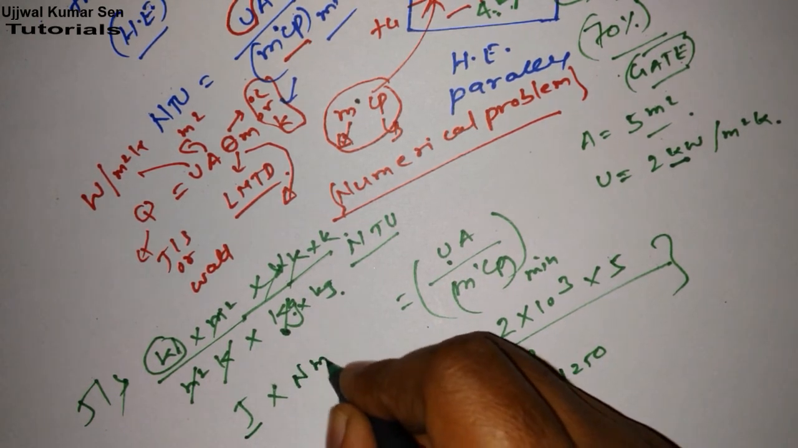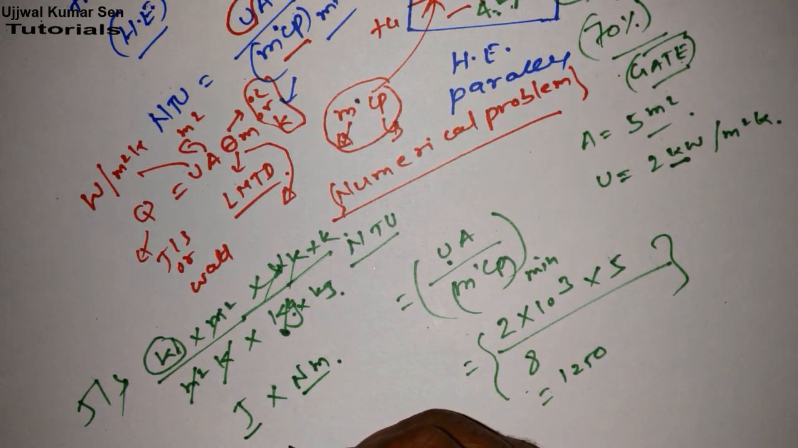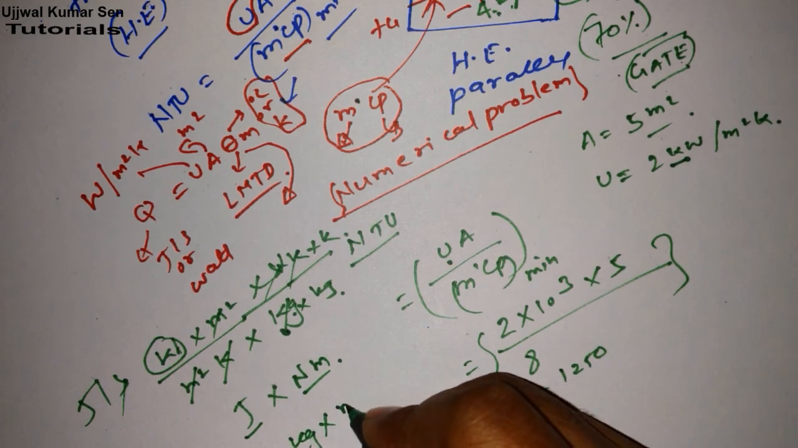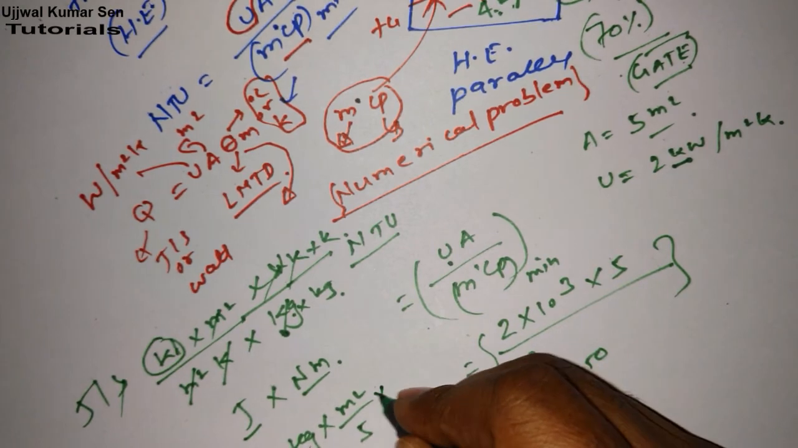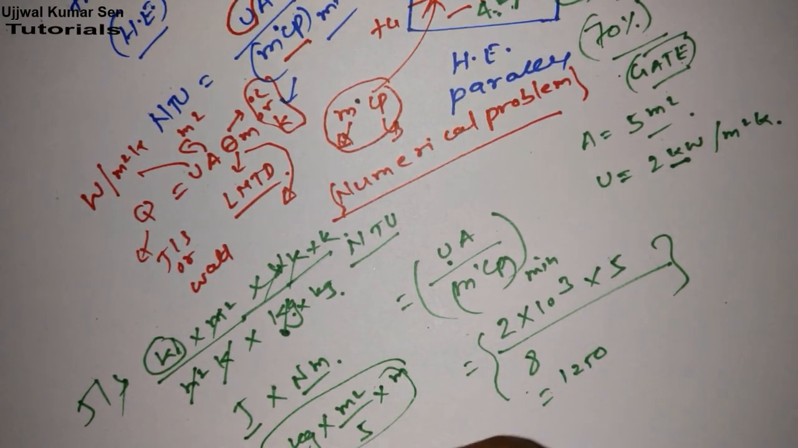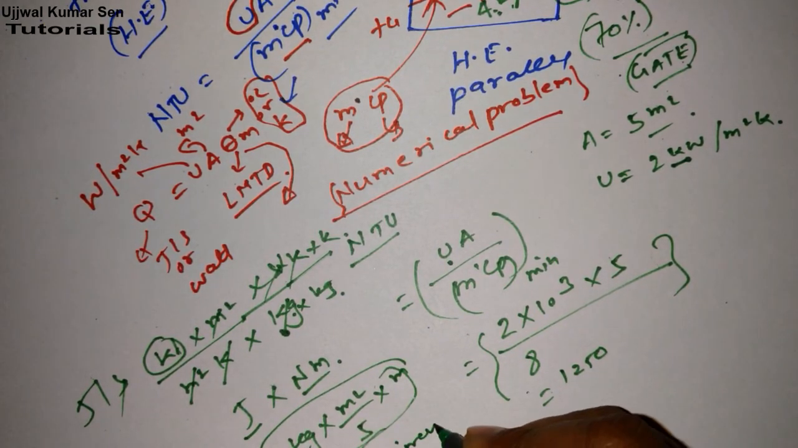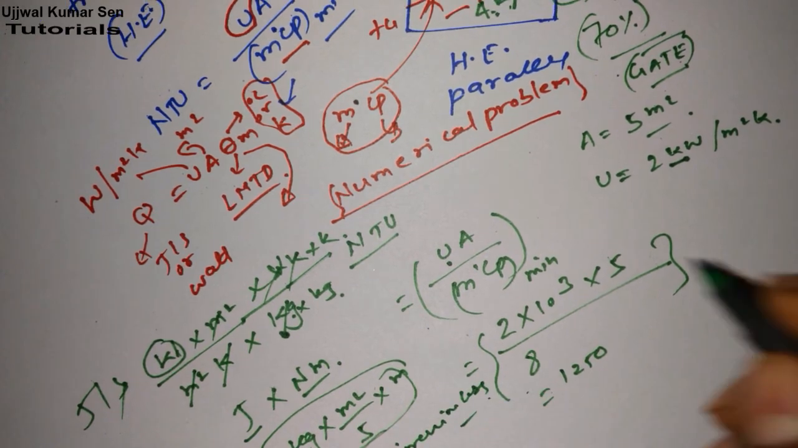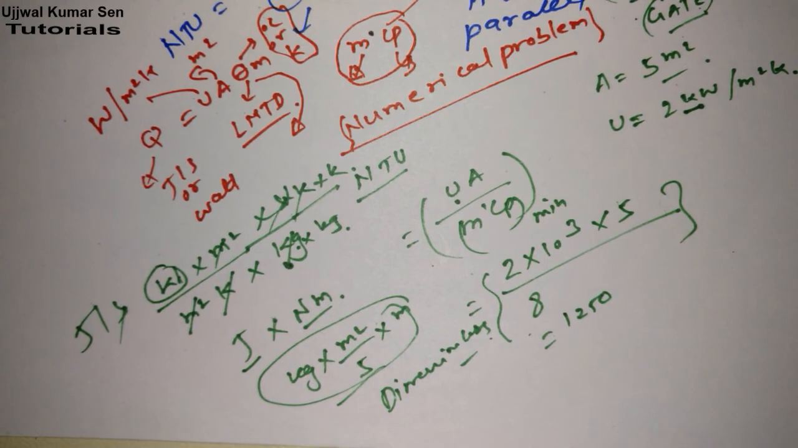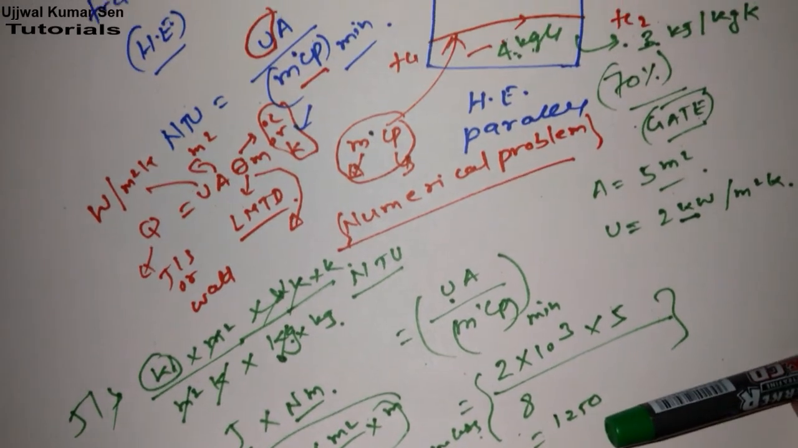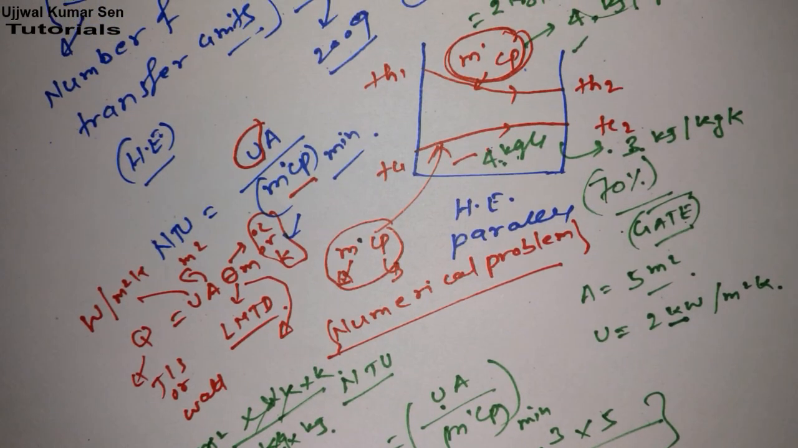Joule means Newton meter, and Newton means mass into acceleration, kg meter per second square, so the second gets cancelled there, and meter is also there. So after calculation we get dimensionless, we will not get any dimension. That's why this NTU is dimensionless. I hope you are getting my point. So this is all about NTU, and all the important things about it.